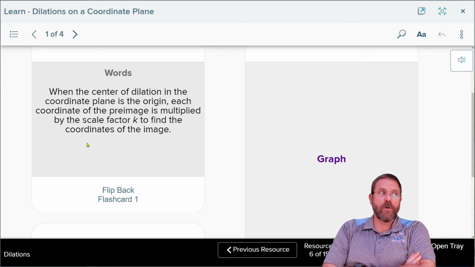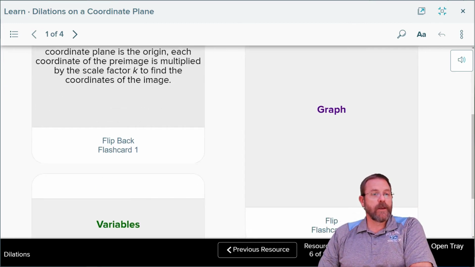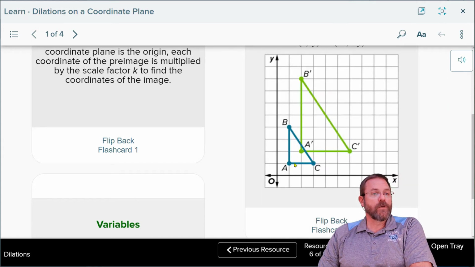And we just saw us doing that in the Explore activity we just did. We can see that on the graph right here, where they took and multiplied the value of each point by, looks like 2, in order to get the new image.